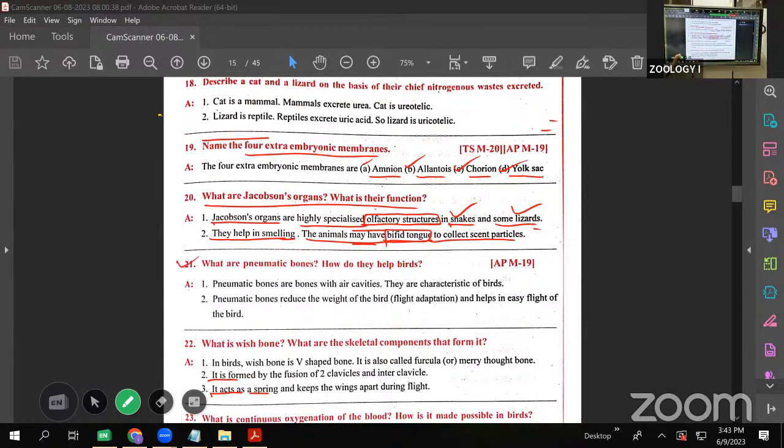Pneumatic bones. Normally, the weightless bones we call pneumatic bones. How do they help in birds? For the purpose of flying, weight is reduced by the pneumatic bones.